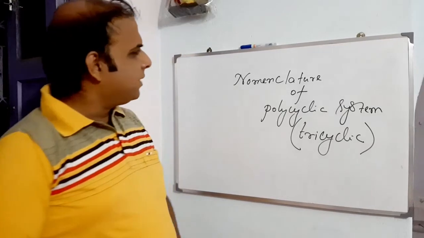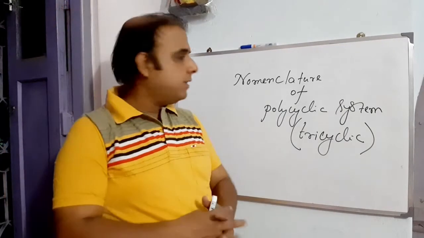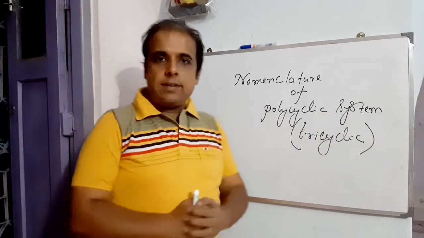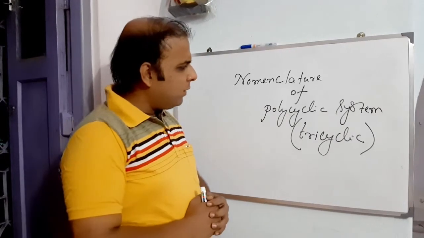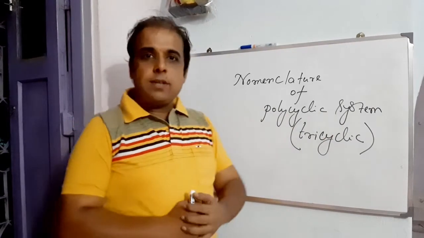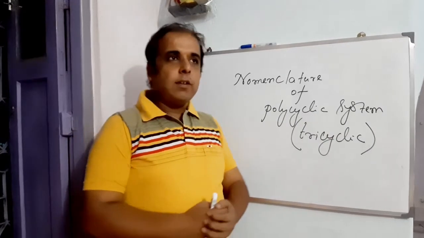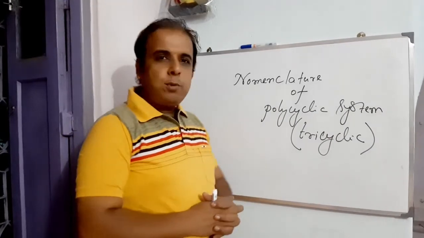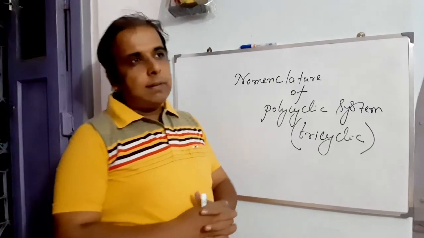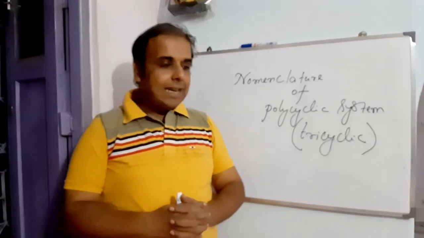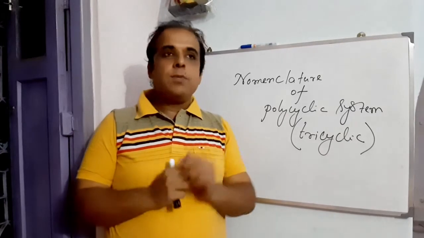Now today we have brought a topic that is nomenclature of polycyclic systems. But basically we'll focus on the tricyclic system, right? Because being a person of pharmacy, we have to deal with so many compounds, so many bioactive compounds. In that, the tricyclic system is found to be one of them, right?